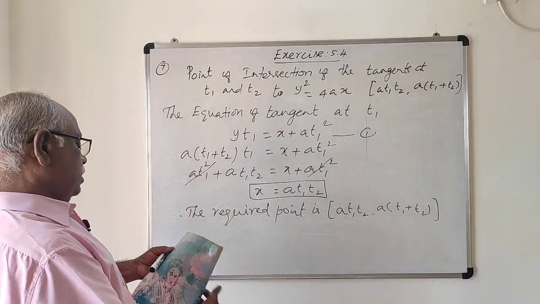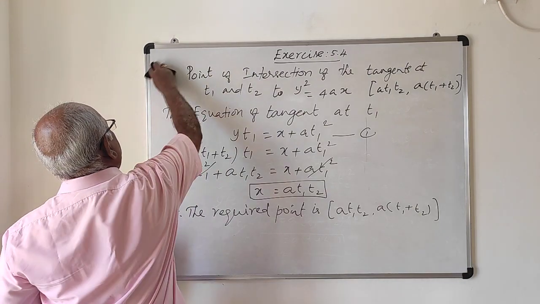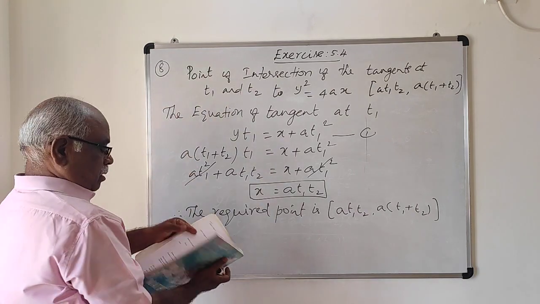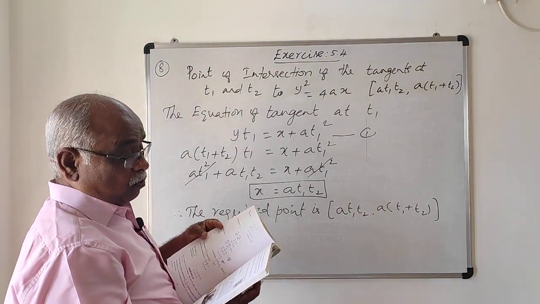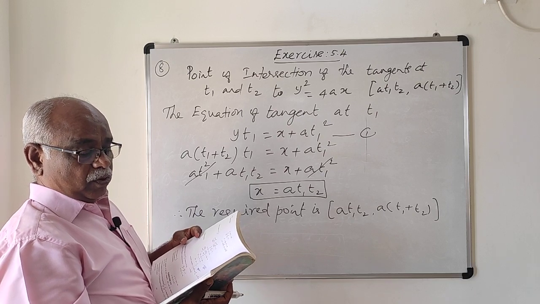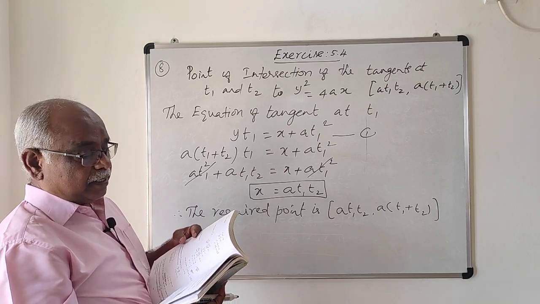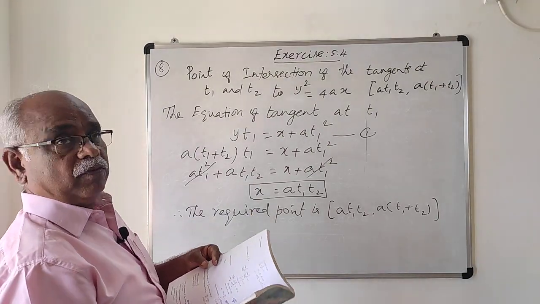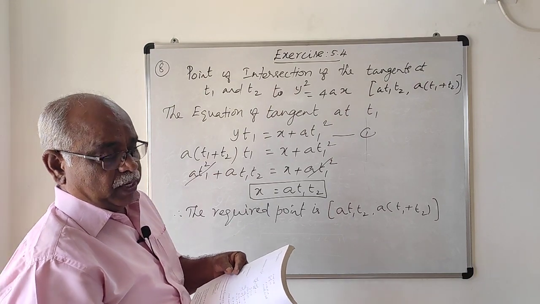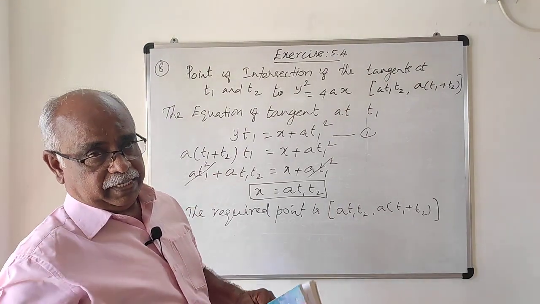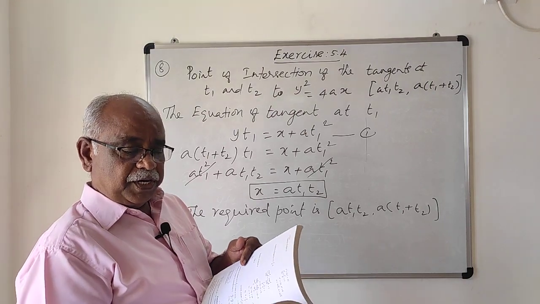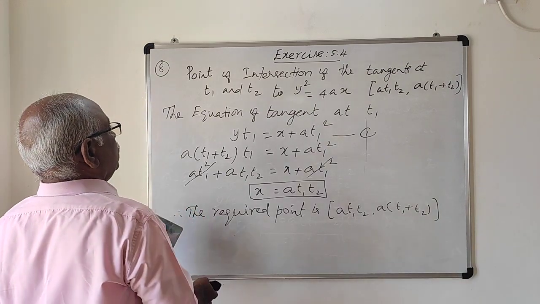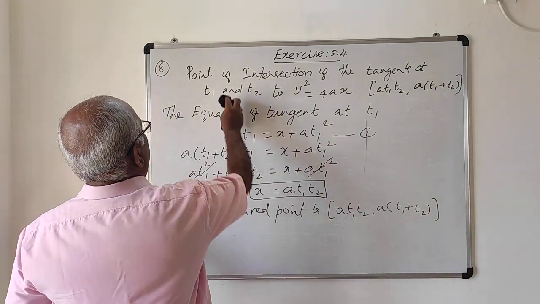And another problem, one more important problem in the exercise. The 8th problem is: if the normal at the point t1 to the parabola y square equal to 4ax meets the parabola again at the point t2, then prove that t2 equal to minus of (t1 plus 2 by t1). That is, t2 = -(t1 + 2/t1).